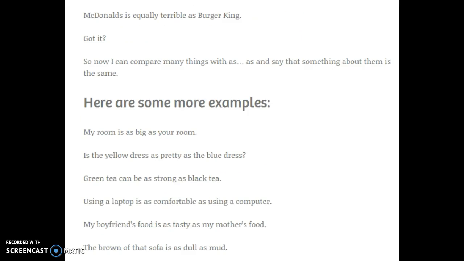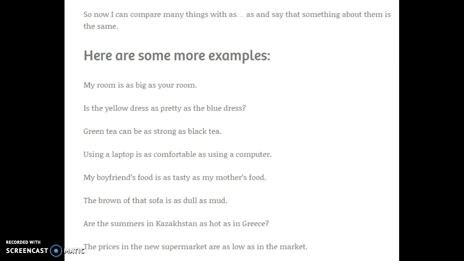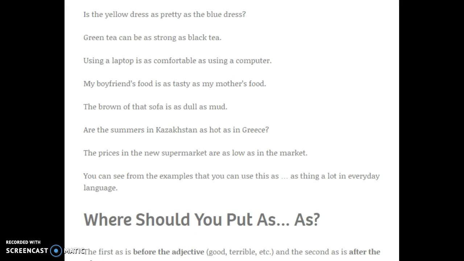My room is as big as your room. Is the yellow dress as pretty as the blue dress? Green tea can be as strong as black tea. Using a laptop is as comfortable as using a computer. My boyfriend's food is as tasty as my mother's food. The brown of that sofa is as dull as mud. Are the summers in Kazakhstan as hot as in Greece? The prices in the new supermarket are as low as in the market.